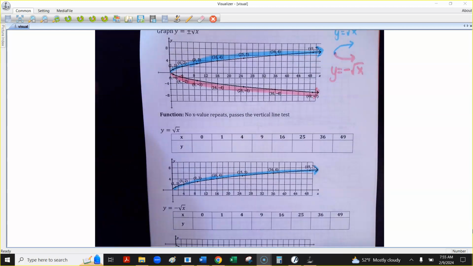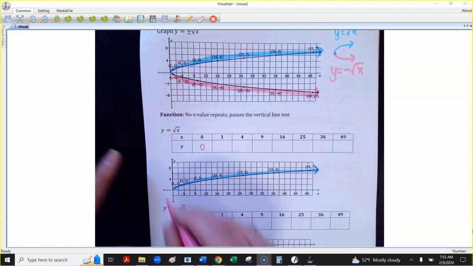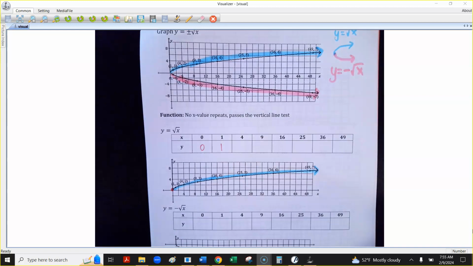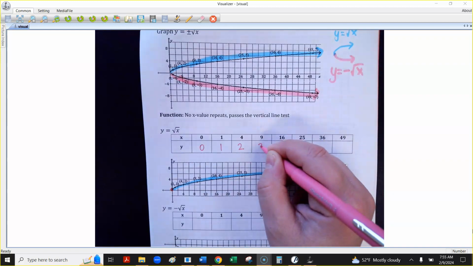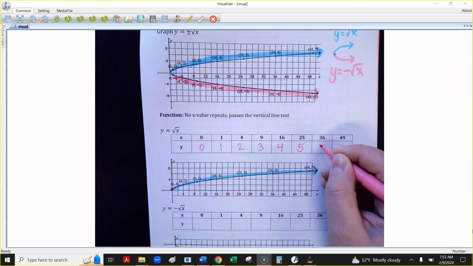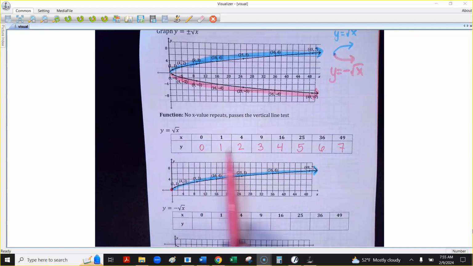I chose the x values to use perfect squares so we would have nice points on the graph here. If I take the square root of 0, that's 0. That's actually where the graph starts, right at the origin. If you plug in 1, square root of 1 is 1. Square root of 4 is 2. Square root of 9 is 3. And just on down, I went up to 7 here. Those are the points that you see marked on that graph. And that's a function. This passes the vertical line test. Every x only has one y. No problems here.